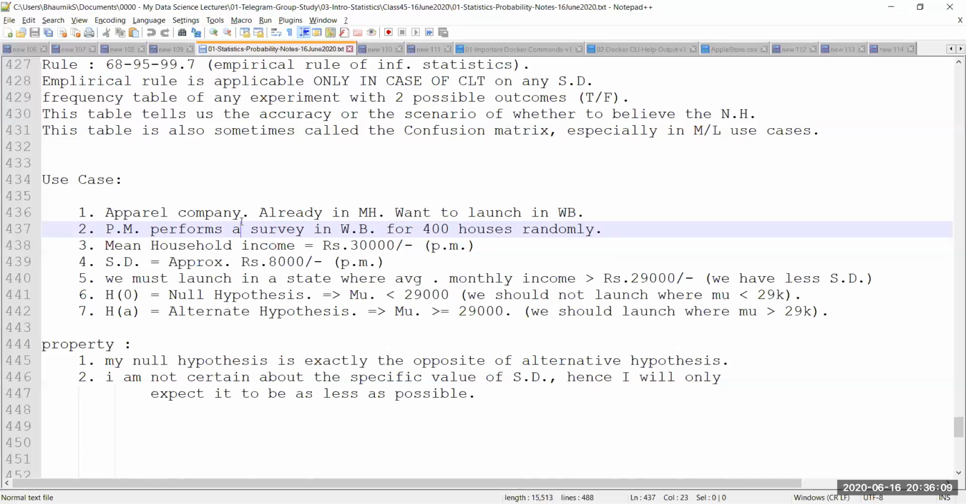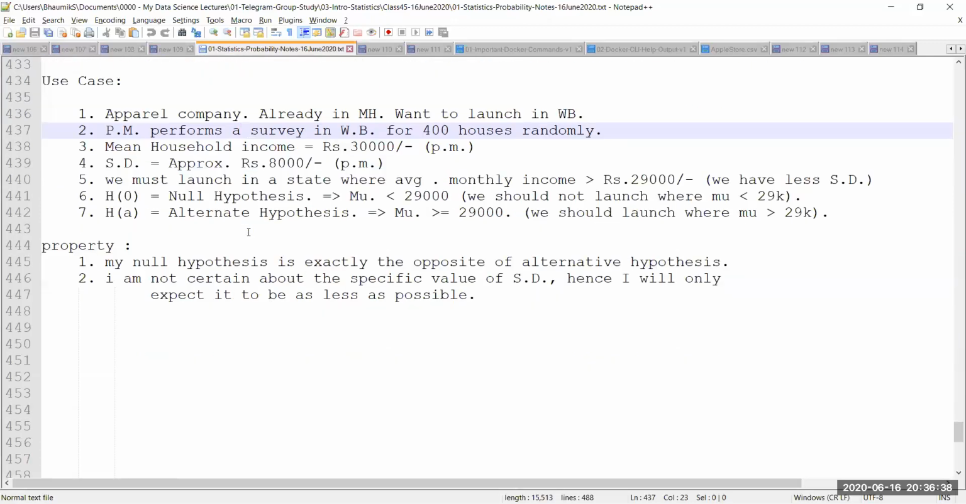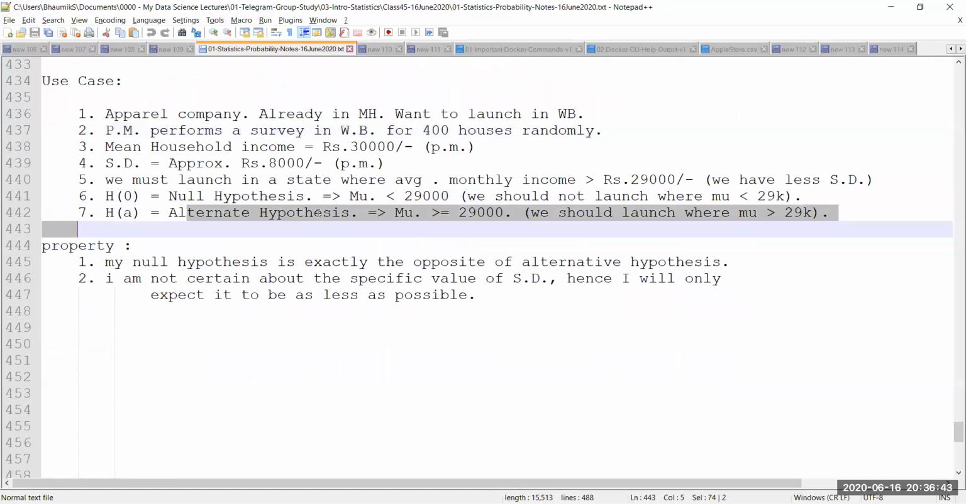Keeping this in mind, my product manager says we must launch in a state where average monthly income is greater than 29,000. Now, this is not the null hypothesis. The null hypothesis is actually the status quo, which is stopping you from making a change in the environment. So that's why the null hypothesis is mean is less than 29,000. We should not launch where mean is less than 29K. And the alternate is where mean is greater than or equal to 29,000. As we have already discussed, null and alternate hypothesis must be exactly opposite to each other.